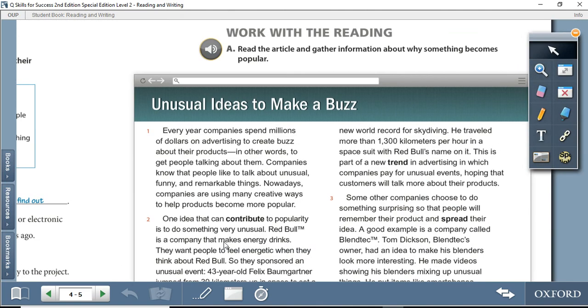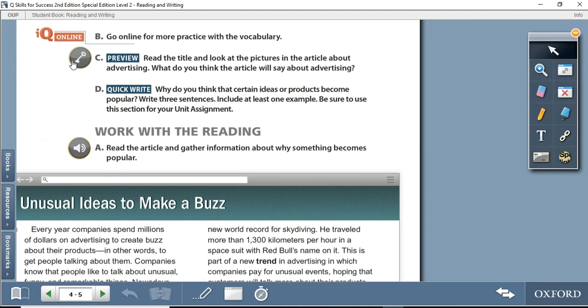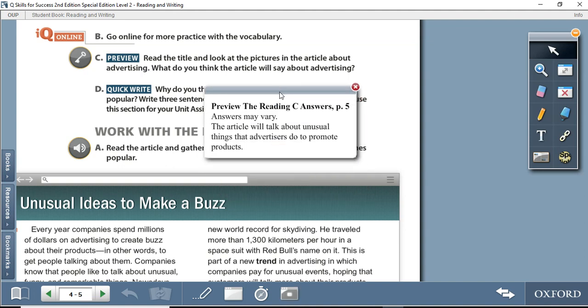Moving on to the preview section, activity C. Read the title and look at the pictures in the article about advertising. What do you think the article will say about advertising? Now the answers will vary, and a possible answer is the article will ask about unusual things that advertisers do to promote products.